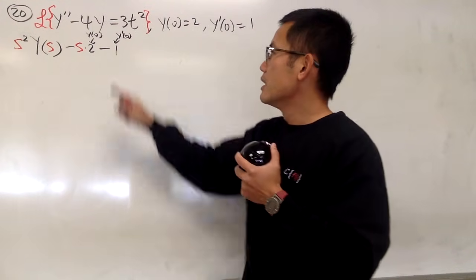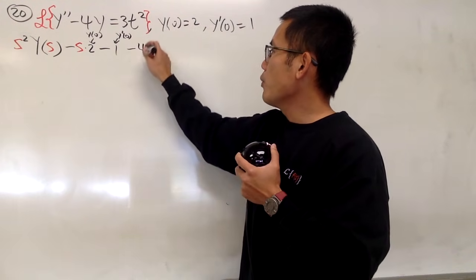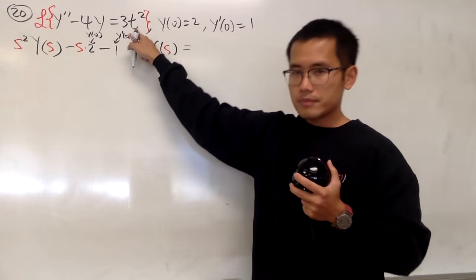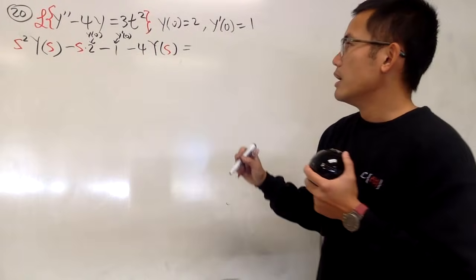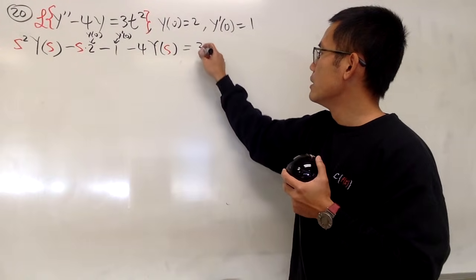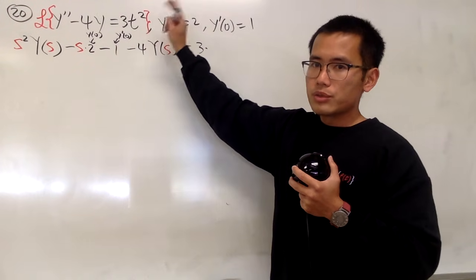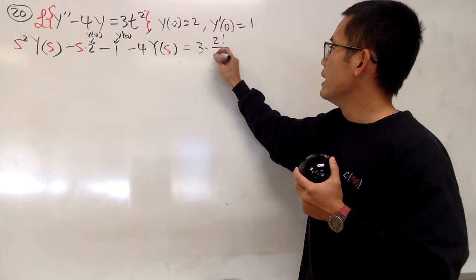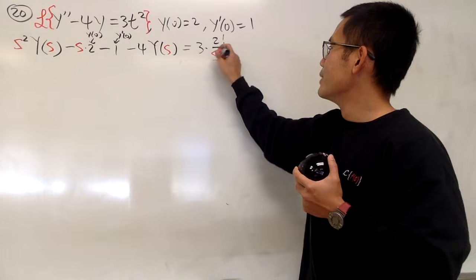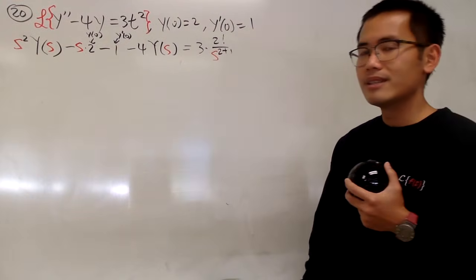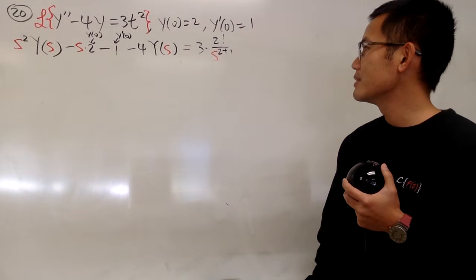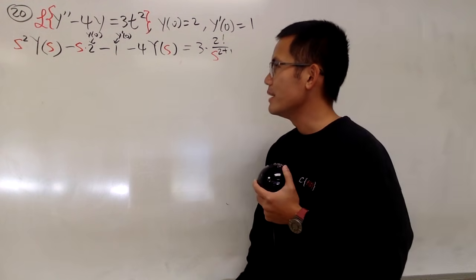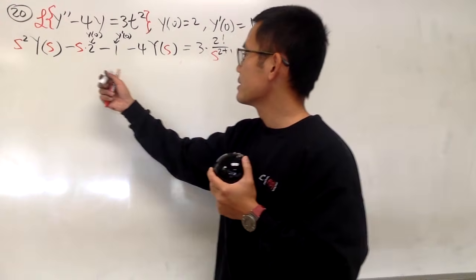That's the first part. Then you continue. Minus 4 capital Y of s, and that's equal to the Laplace of the right side. You have the 3 times n is 2, so you do 2 factorial over s to the 2 plus 1. Man, why did I choose this big number? Anyway, let's go ahead and do this. Stop complaining.